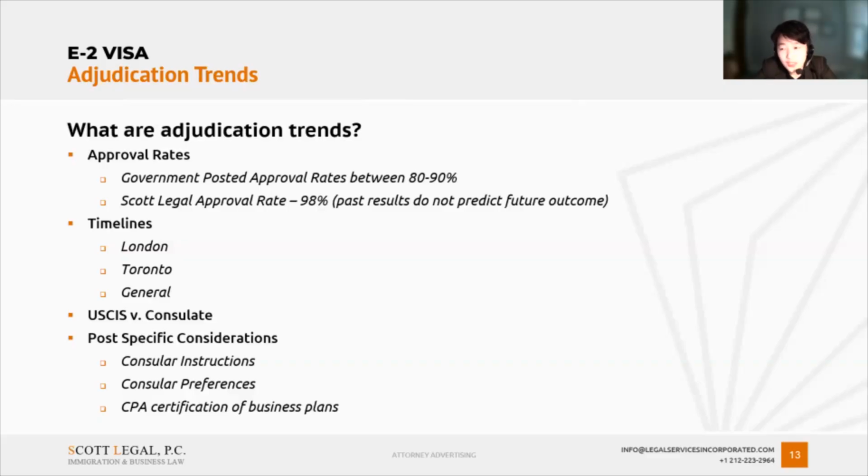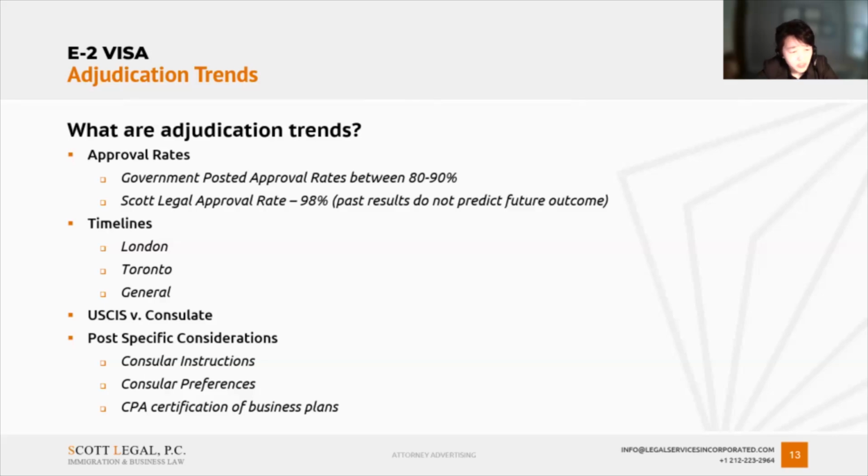Toronto, I would say less than 2 months from submission to interview. So Toronto timelines continue to be very reasonable. Generally, you would expect 3 to 4 months minimum for the processing case if you're applying for an E-2 visa at a U.S. consulate abroad.